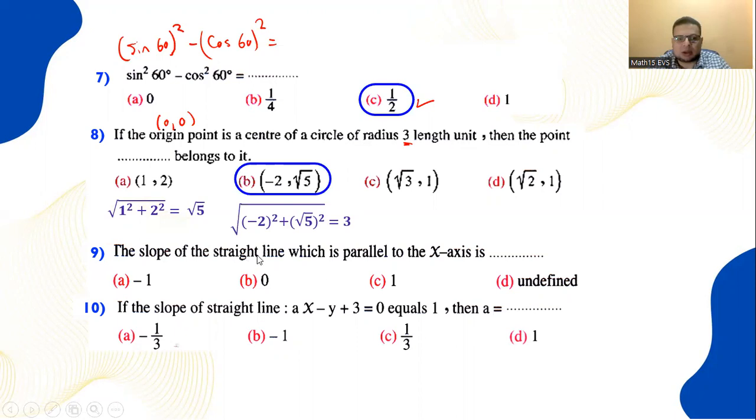Number 9: the slope of the straight line which is parallel to the x-axis. The slope of a line parallel to the x-axis is 0, but for a line parallel to the y-axis it is undefined.